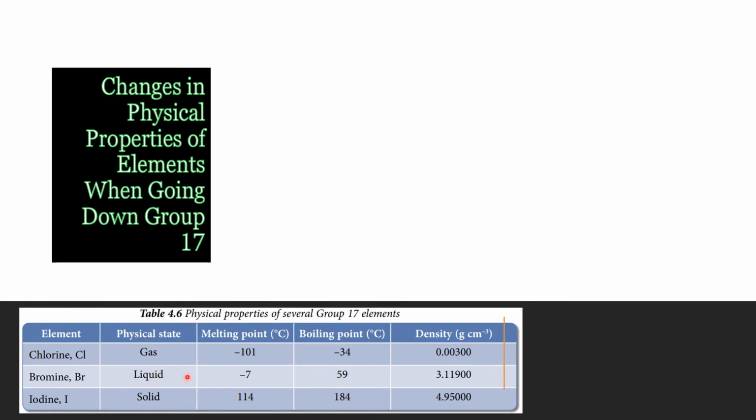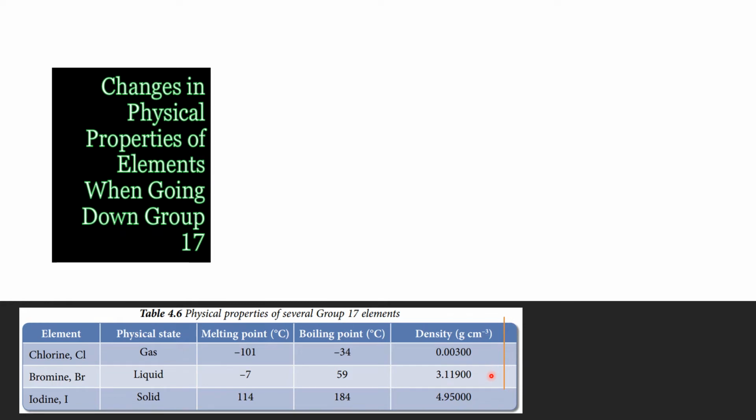So from the changes of melting point and physical state, we can make a conclusion that the melting point and boiling point of group 17 elements increase down group 17. How about density? Density of chlorine 0.003, bromine 3.12, iodine 4.9. So the density increases down the group.